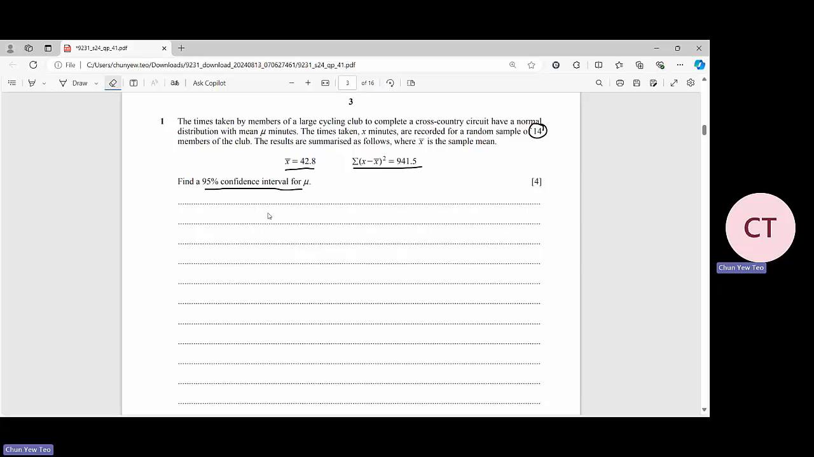First of all, we need to find the unbiased estimate of the population variance. That will be s squared equals the sum of (x minus x bar) squared divided by n minus 1. Since the result already given is 941.5 divided by 13, press the calculator and you will get the answer as 72.423. I will give my answer in 5 significant figures.